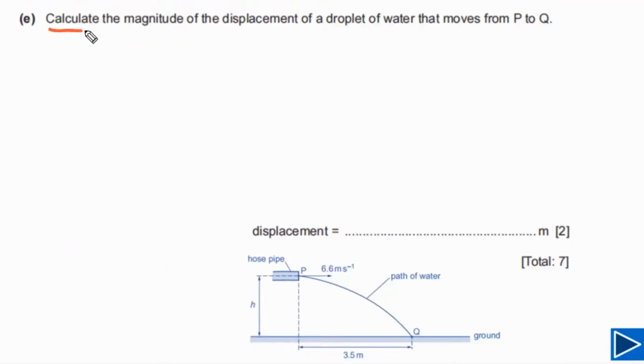For the last part, we need to calculate the magnitude of the displacement of the water droplet that moves from P to Q. Means we need to find out the displacement from P to Q. The total displacement, I will simply say. For this question, we have already calculated the vertical displacement, and the value of this one is 1.4 meters. Now we simply need to find the value of the total displacement.